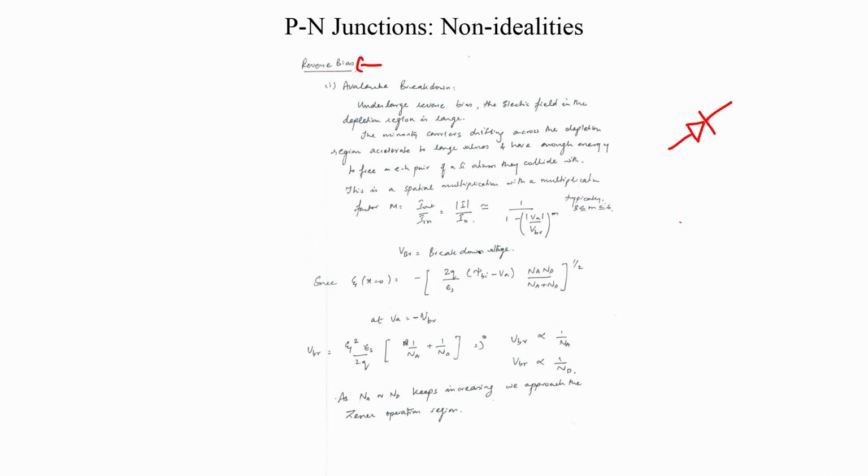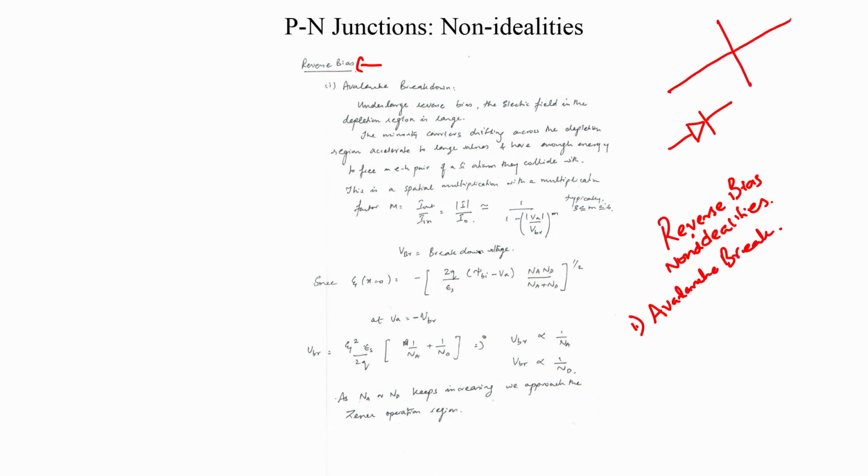I am not sure if that is all very clear, but I will write it out. Reverse bias non-idealities. The first one is something called the avalanche breakdown, which is to say that the PN junction cannot keep operating with the same current voltage characteristics for an infinitely large negative voltage.